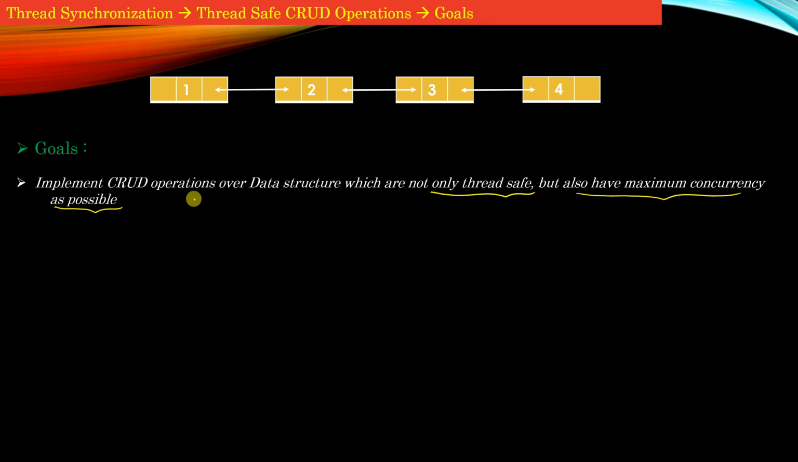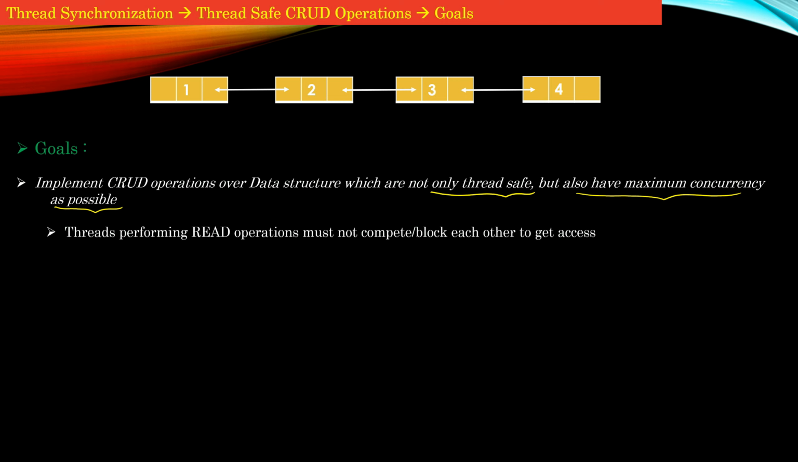Alright? Maximum concurrency means threads must not unnecessarily block each other in an attempt to get access to the resource. Here resource means data structures. So threads performing read operations must not compete or block each other to get access. We have already discussed that. Read operations are one of the simplest operations among all those four operations. And we already know that read-read operations are non-conflicting operations.